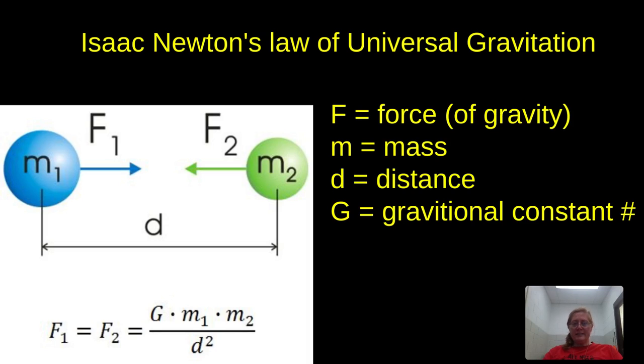And here it is in the actual math form. So the force of one equals the force of two, and G is a gravitational constant, which you can look up. And then you have mass one times the mass of two divided by the distance between them.